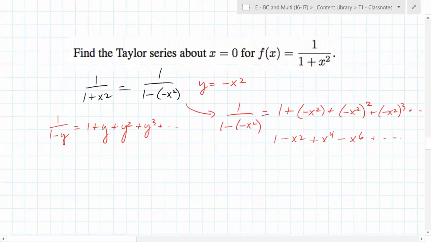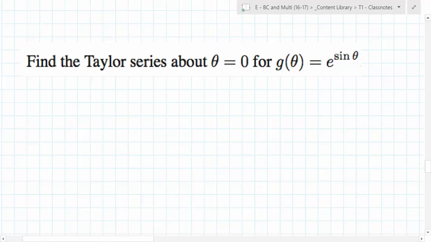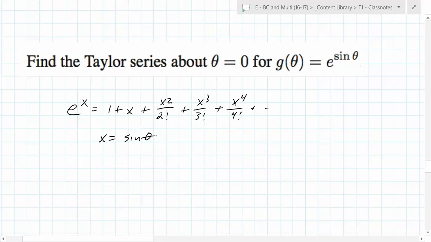Well, it keeps going. Let's do another one. Let me see if I can actually find it. Sometimes I get lost in the zooming. What about this one? You're like, oh my gosh, a trig inside an e? Well, what is that really close to? What is e to the x equal to? 1 plus x plus x squared over 2 factorial plus x cubed over 3 factorial plus x to the 4th, you can keep going as long as you want. Yay, exciting. But in this case, what are we going to let x equal? Sine of theta.